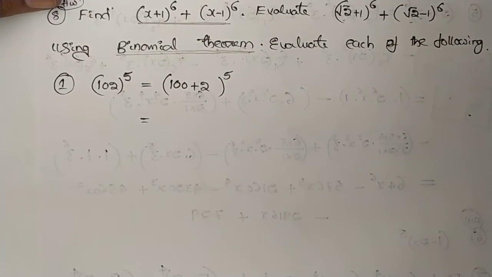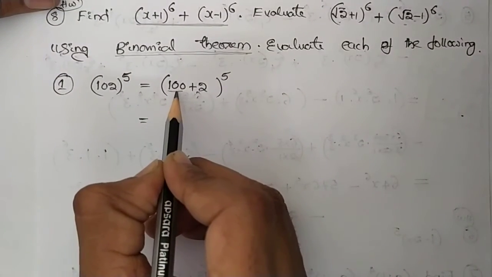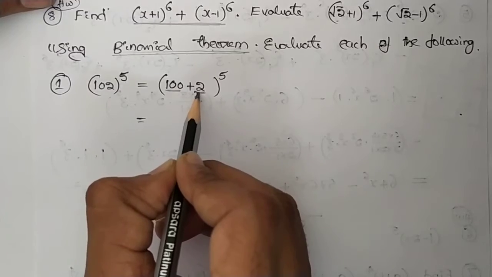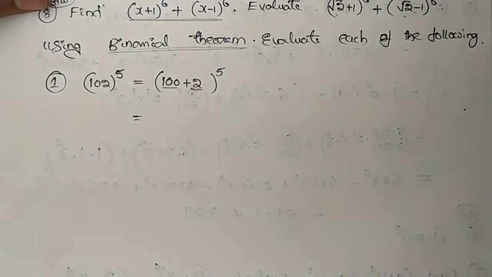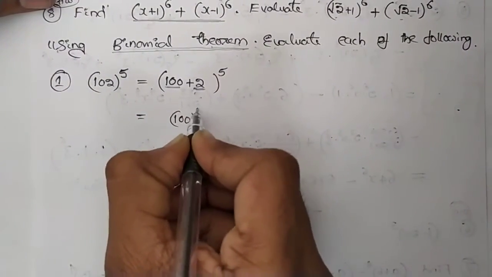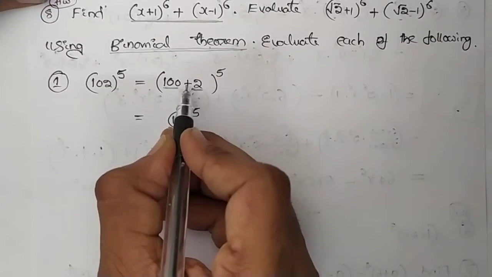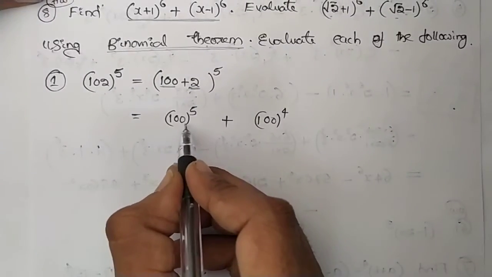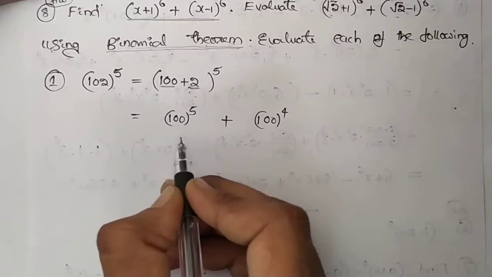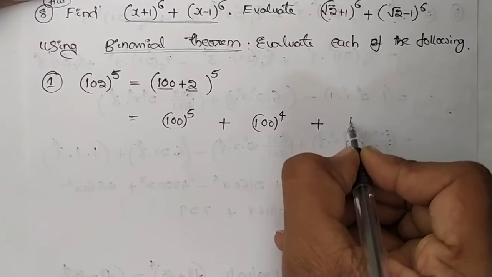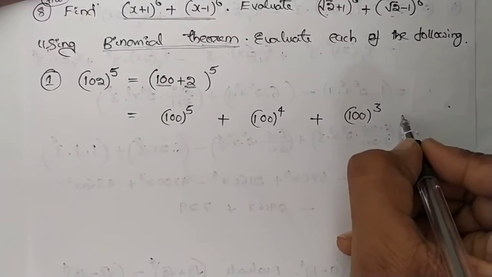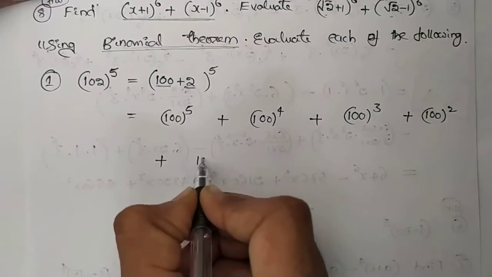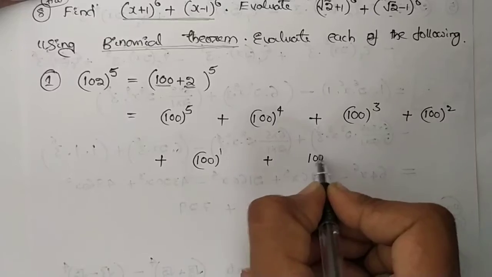How are we going to apply the binomial theorem? We know that the power of the first term decreases and the power of the second term increases. So 100 whole power 5, here we have the sign plus, plus 100 whole power 4, kindly keep 100 in between the brackets, plus 100 whole cube, plus 100 whole square, plus 100 whole power 1, plus 100 whole power 0.